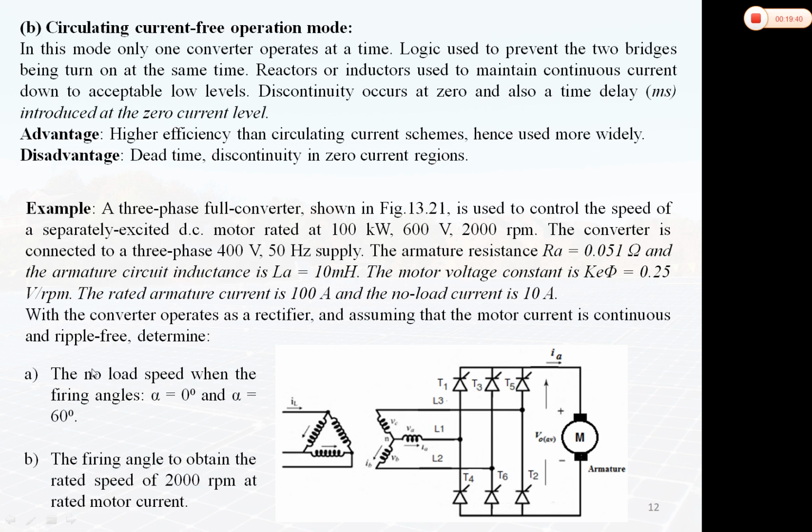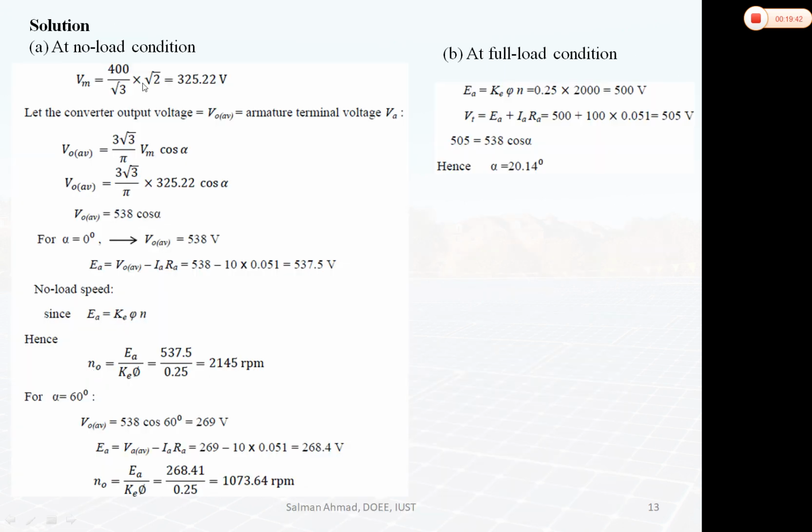Following the same procedure, because this is a delta star connection, the peak voltage will be 400 upon root 3 times root 2. In the continuous case, the average voltage is 3 root 3 upon pi Vm cos alpha. Substituting all those parameters, we get average voltage as 538 cos alpha. For alpha 0, if we substitute alpha 0, the average voltage will be this.